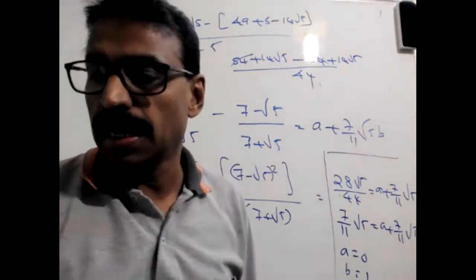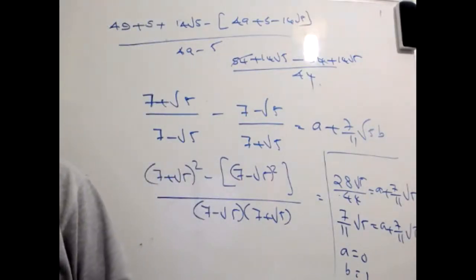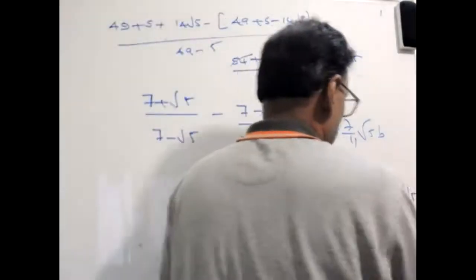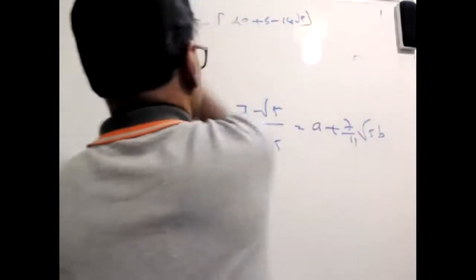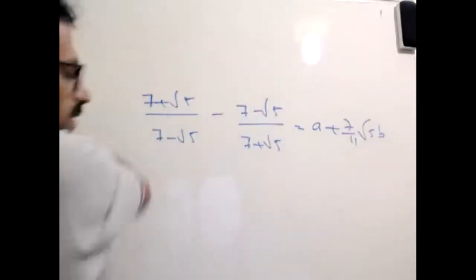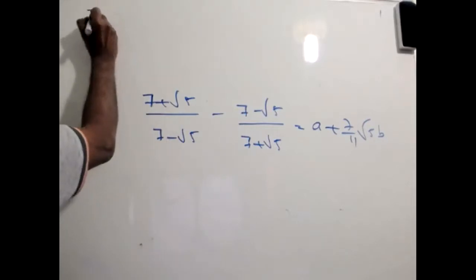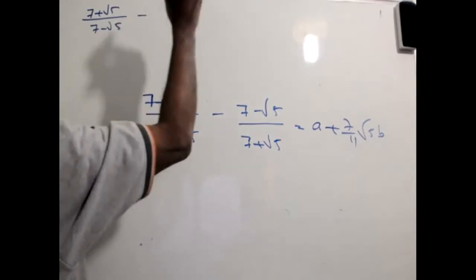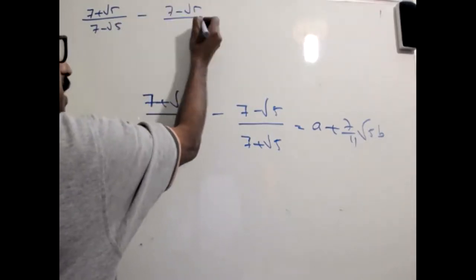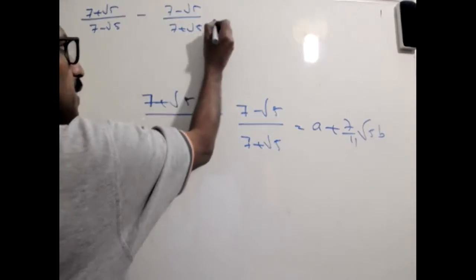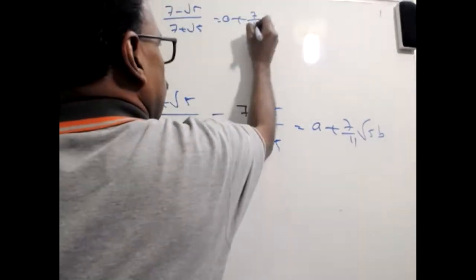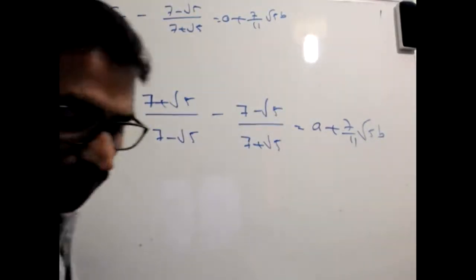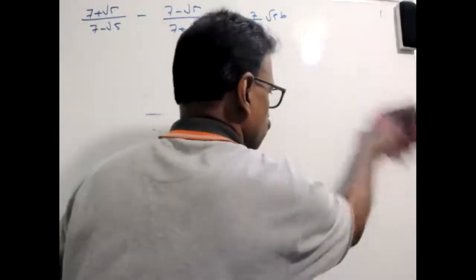I'll show this one, and another method also I'll show you. Look here. (7 plus root 5) divided by (7 minus root 5) minus (7 minus root 5) divided by (7 plus root 5) equals a plus 7 by 11 root 5 b. Suppose if you are familiar, other method, look here.